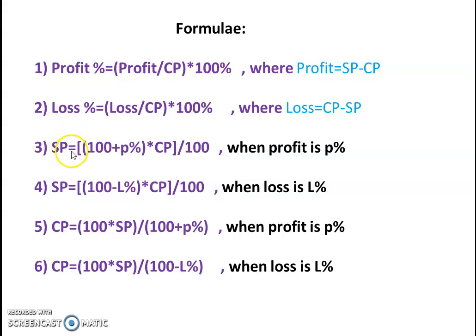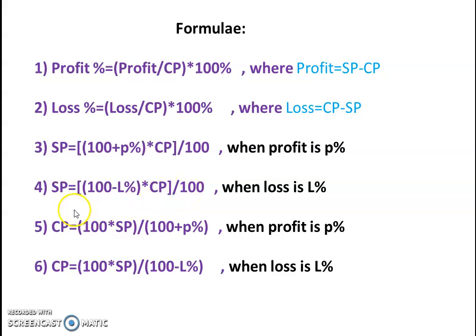SP is calculated as (100 plus profit percent) into CP divided by 100. Or we can write it like (100 plus profit percent) divided by 100 into CP. So this formula is used when there is profit. When there is loss and loss percentage is given, we can calculate SP using this particular formula, (100 minus loss percent) into CP divided by 100.